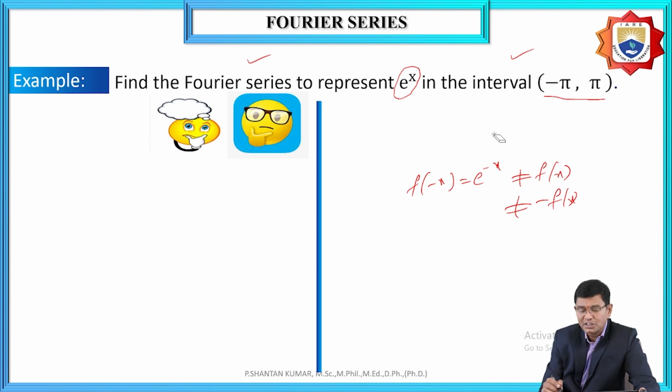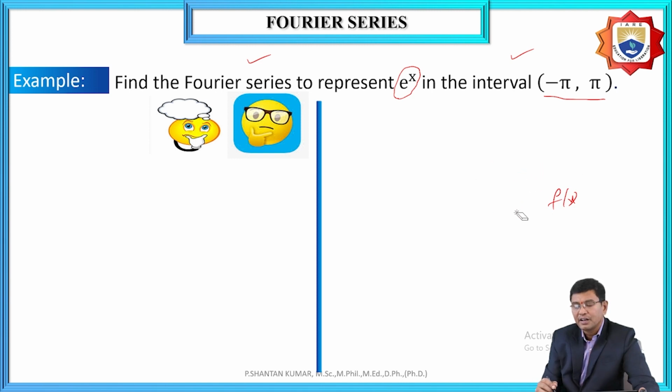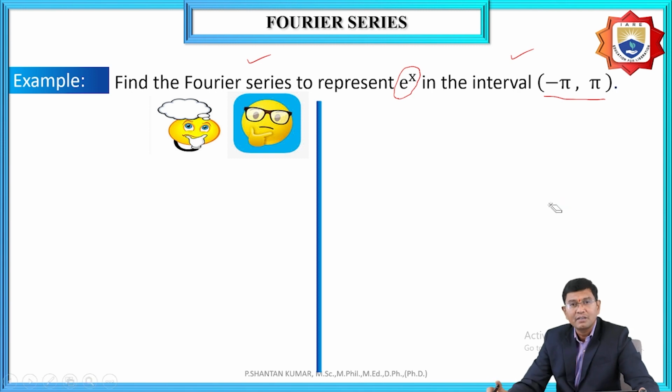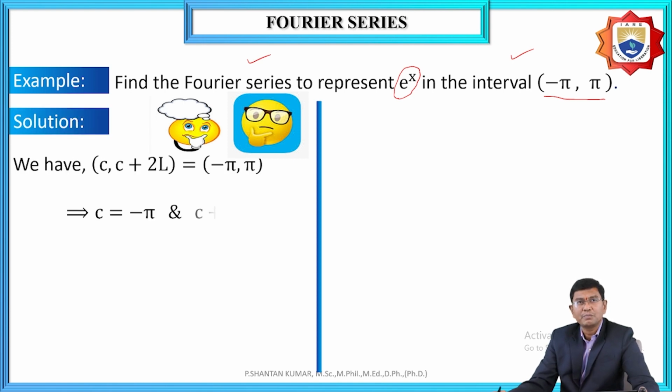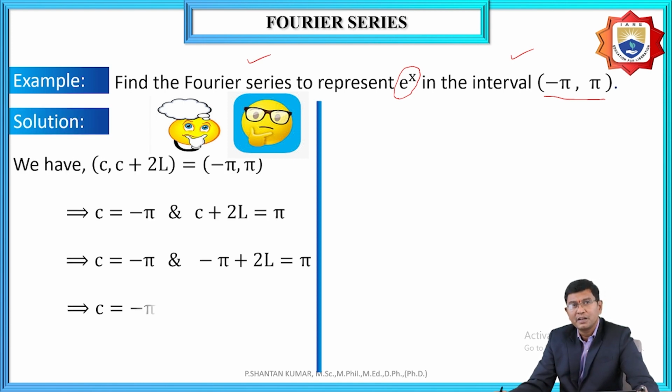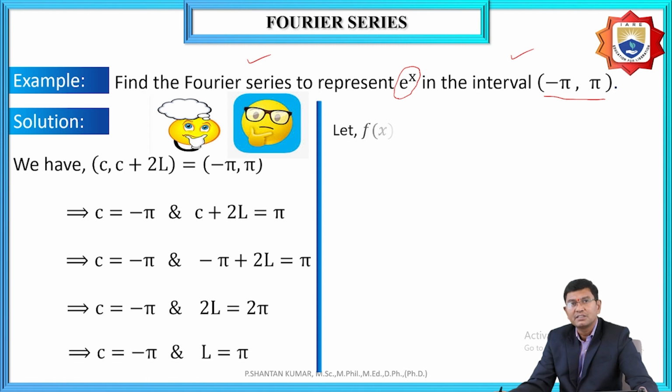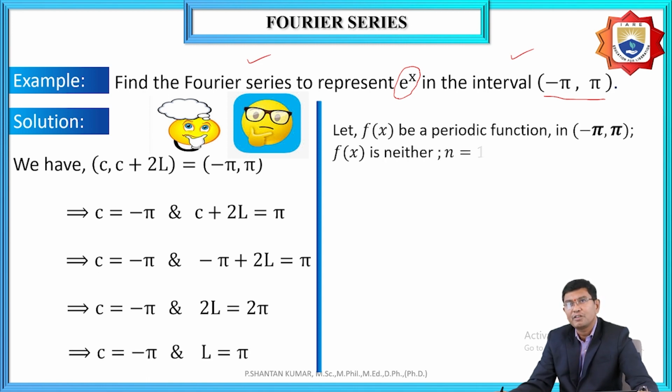If it is a neither function, our aim is to find the series, and the required Euler's values are a naught, an, and bn. Here, the interval c to c plus 2 pi, with c equal to minus pi, gives the limits minus pi to pi. By observing all these conditions, it is a periodic function on the interval minus pi comma pi.